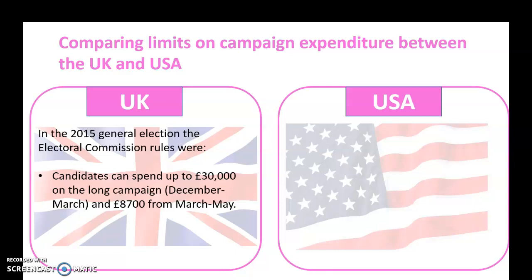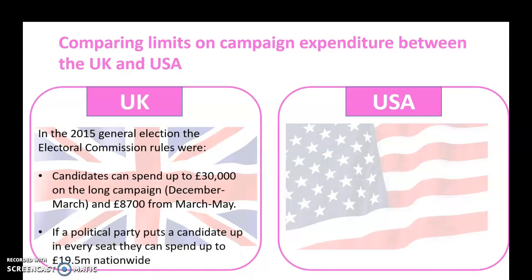Obviously, in 2019, a lot of people didn't expect that election in December, so they were probably limited more to the £8,700 per constituency because the election was announced, wasn't it, in like April, October time, wasn't it, an election in December. If a political party puts a candidate up in every seat in the country, they can spend up to £19.5 million nationwide.